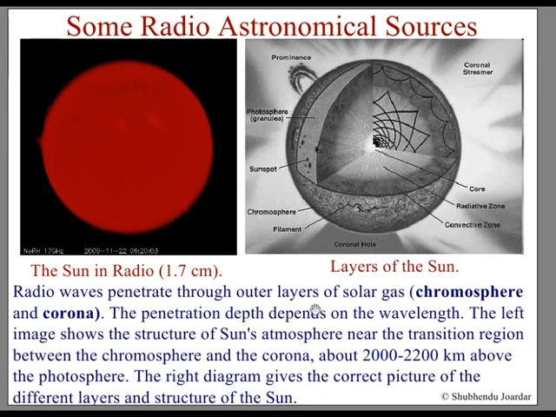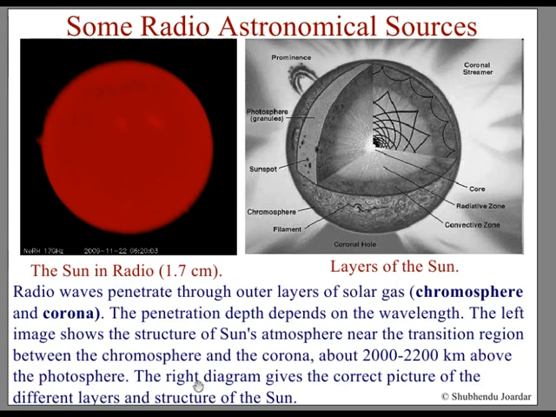The radio waves penetrate through the outer layers of solar gas, chromosphere and corona. This corona and all, I have not explained; the person from whom I got this diagram has explained that. I obtained both these pictures from the internet, so I am thankful to those who put them up there. The penetration depth depends on the wavelength. The image shows the structure of the sun's atmosphere near the transition region between the chromosphere and the corona, about 2,000 to 2,200 kilometers above the photosphere.